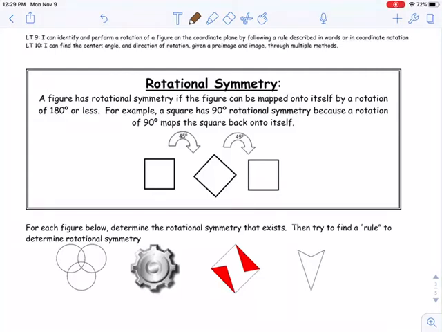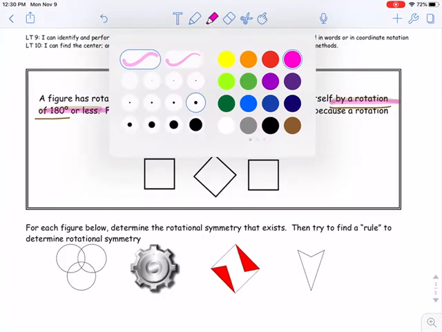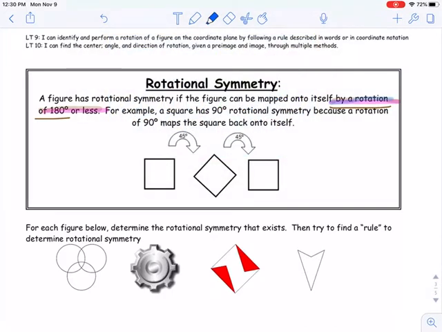Okay, so now we're here with rotational symmetry. So we had reflectional symmetry, now we got rotational symmetry. A figure has rotational symmetry if the figure can be mapped onto itself by a rotation of 180 degrees or less.